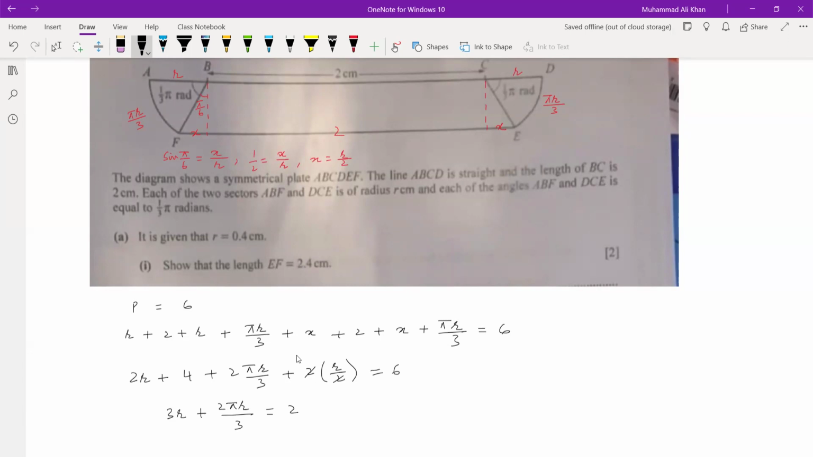So now r common, it will be 3 plus 2 pi over 3 equals 2. Therefore, the final value of r, up to 3 significant figures, is 0.393. This is the value of r up to 3 significant figures, the second part of question number 7.